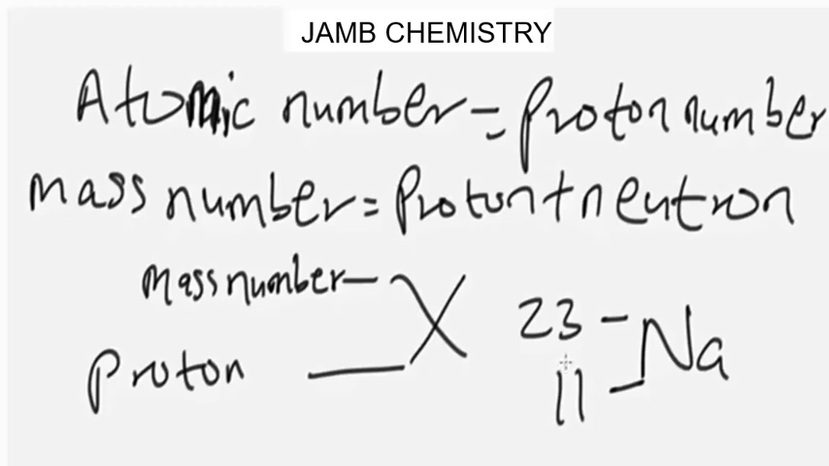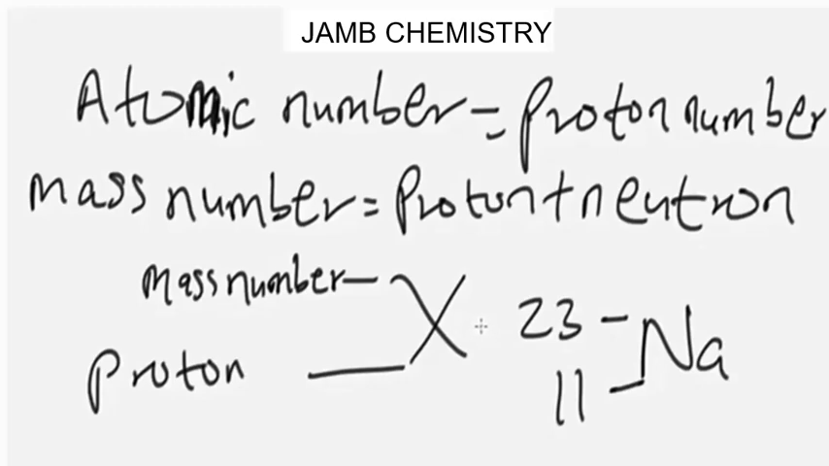Now this is basically what you have to know about the structure of an atom. An atom is the smallest particle of an element that can take part in chemical reaction. Atoms are made up of subparticles, which are the proton, the electron, and the neutron. The proton is positively charged, the electron is negatively charged, whereas the neutron is neutral, it has no charge. In a neutral atom, the proton number equals the electron number. In a charged atom, that's the ion, the proton number is not equal to the electron number.